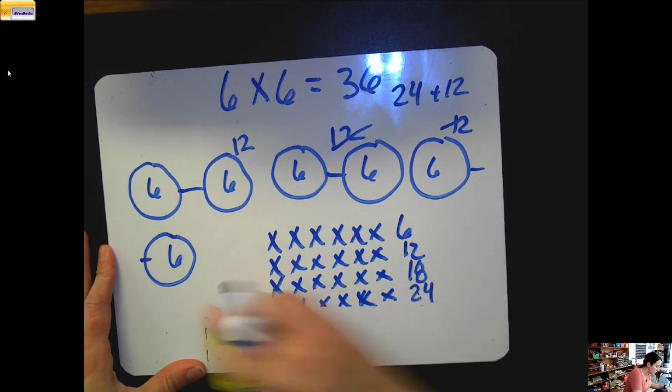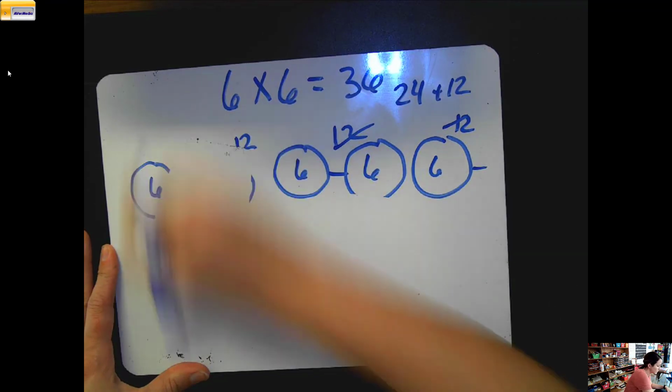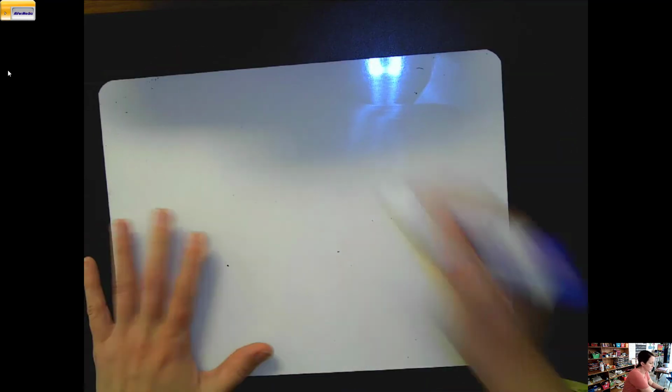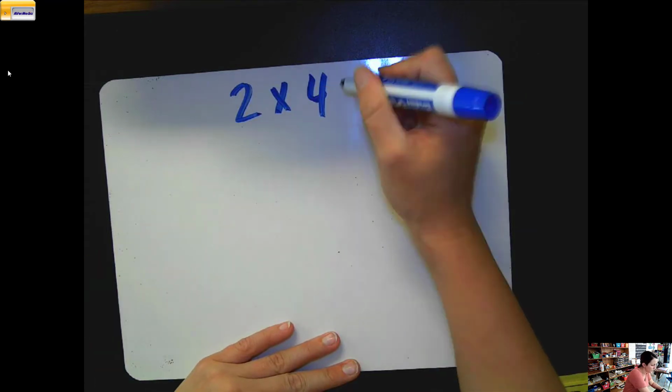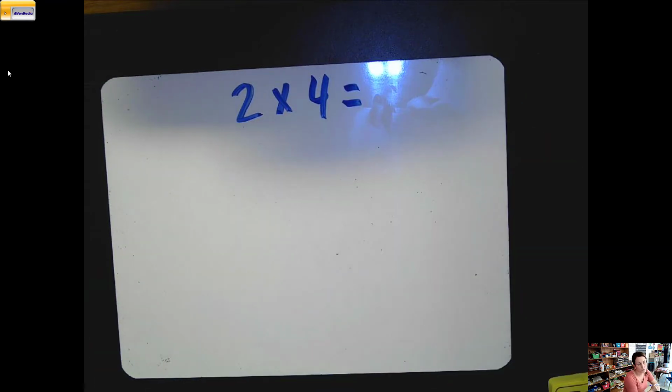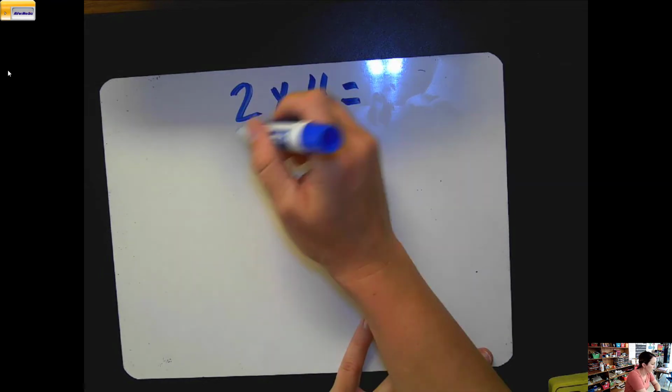All right, so what we're going to do is you guys are going to practice drawing some groups and arrays. I'm going to give you a multiplication equation. So let's do 2 times, it starts nice and small, 4. I want you to draw 2 groups of 4 using circles. How many groups are you going to have?